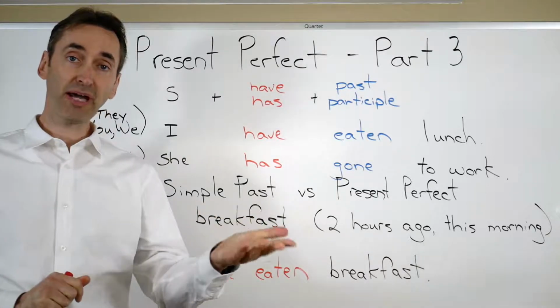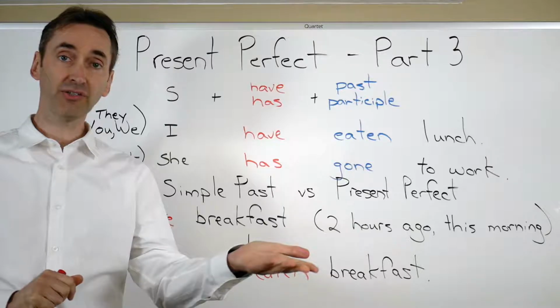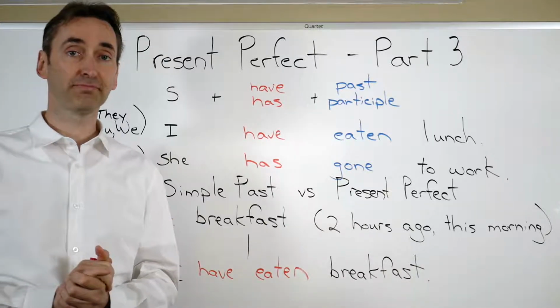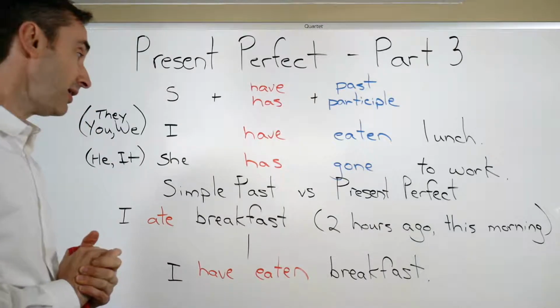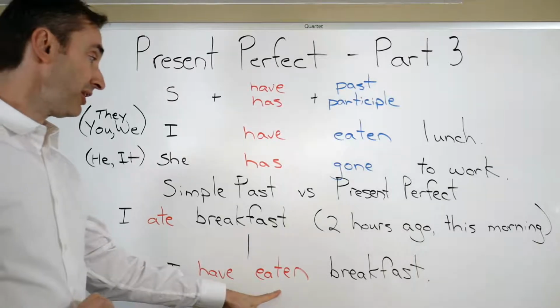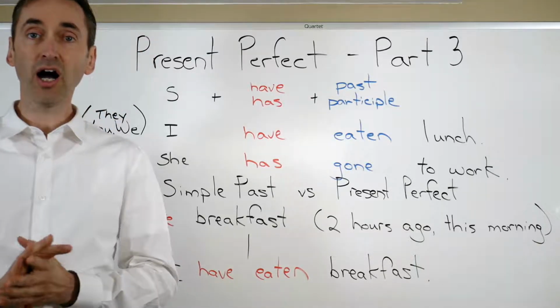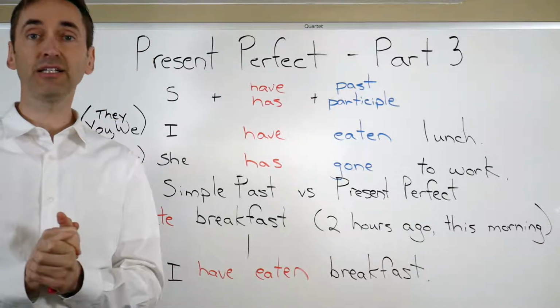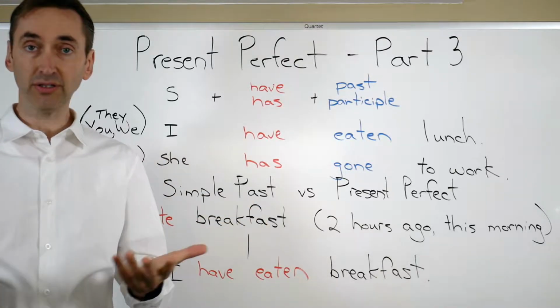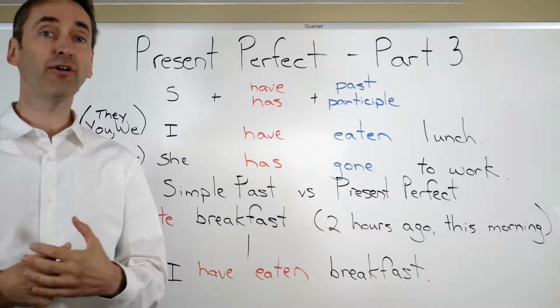When should we use a simple past sentence? When should we use a present perfect sentence? In English, if I use a present perfect sentence, for example, I have eaten breakfast, it describes what has been done, what has been completed.